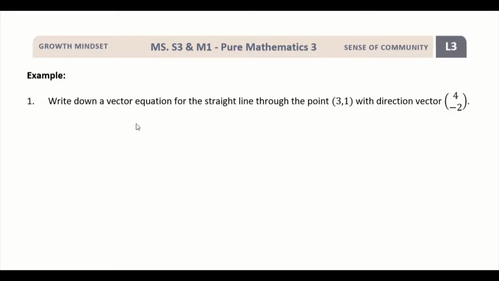Question one: write down a vector equation of a straight line that goes through the point (3, 1) with a direction vector (4, -2). Using the basic structure that we have just now, (3, 1) is the known point that exists on the straight line. Then you have one direction vector which is parallel to the straight line that we want to find.